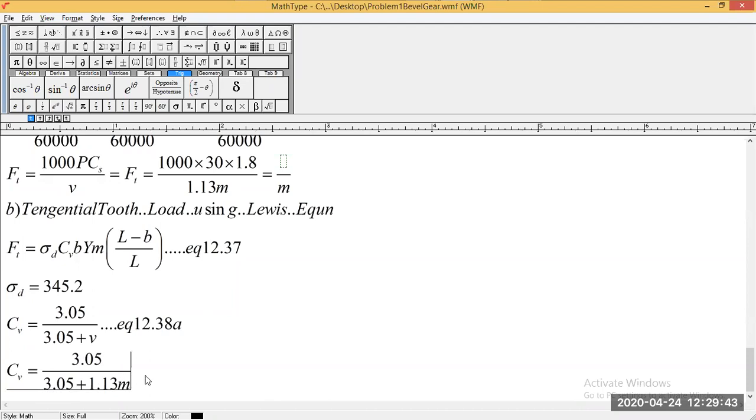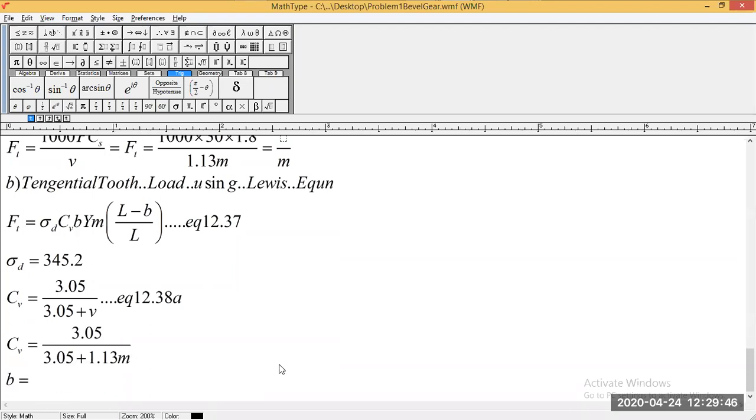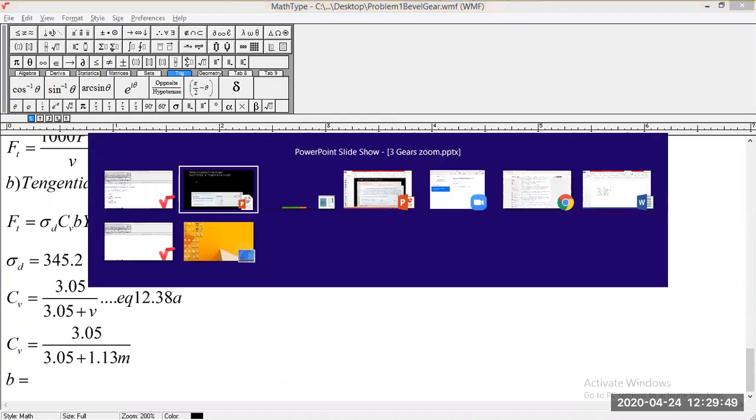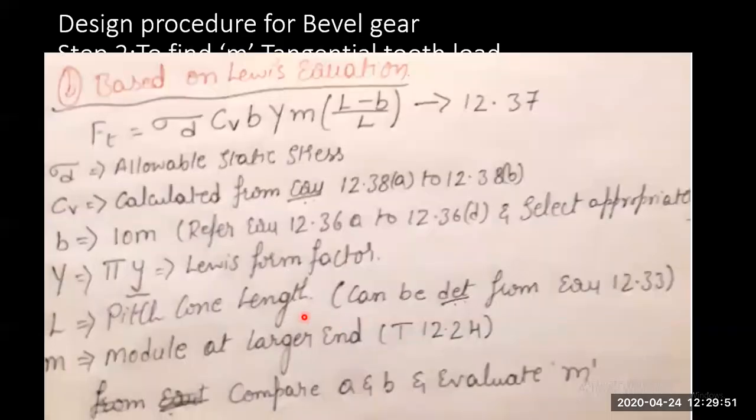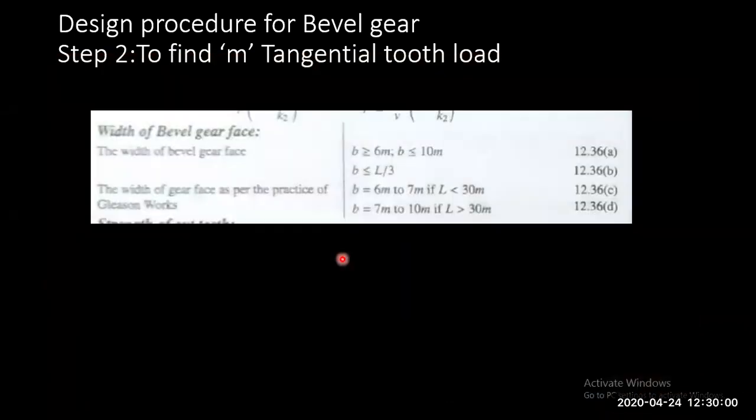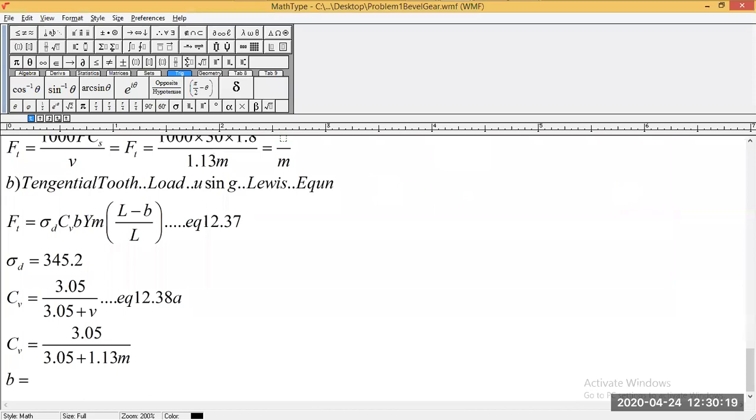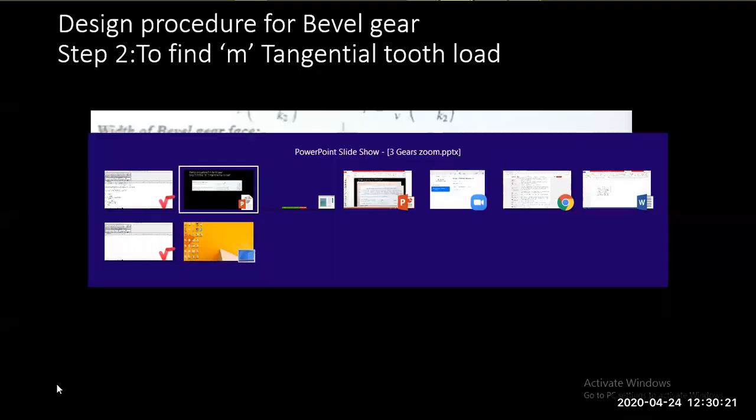Next is B. So B, go back to the handbook. B is 10m, referring to these equations. We have it here. Referring to these equations, we'll take it as a generalized value, up to 7 to 10m for whichever it is. It's almost greater than or equal to 10, so we'll keep it as 10m as a standard, just like spur gear.